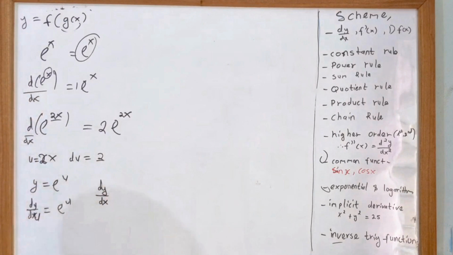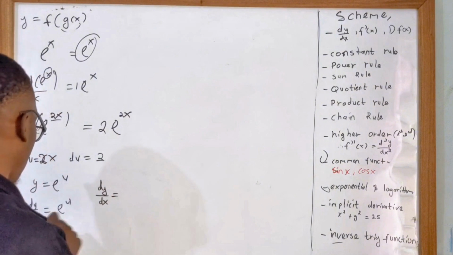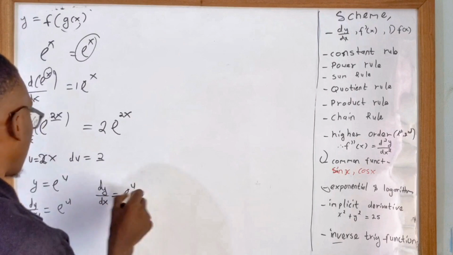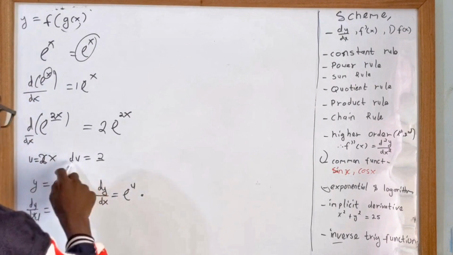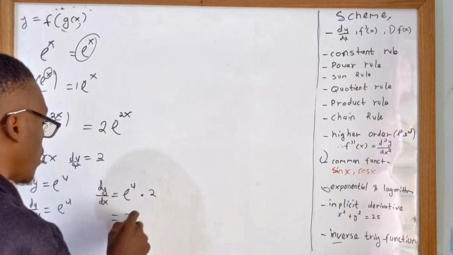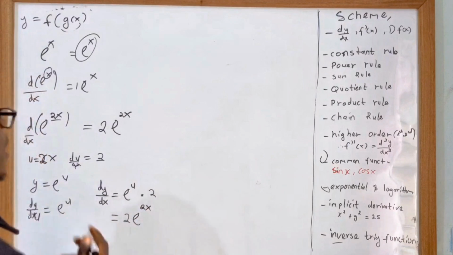Therefore, dy over dx is very simple and easy to get, because it will be equal to e to the u. And e to the u times what? That will be du over dx, which is this one, du over dx times 2. Therefore, we are going to have 2e to the u, and u is equal to what? 2x. You see that we came back to what we said earlier.